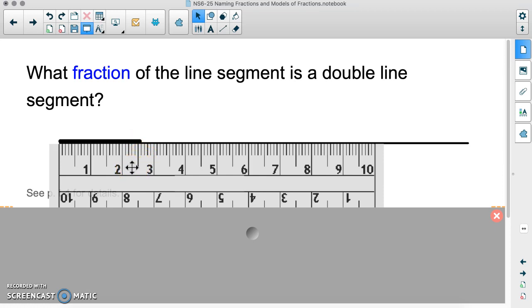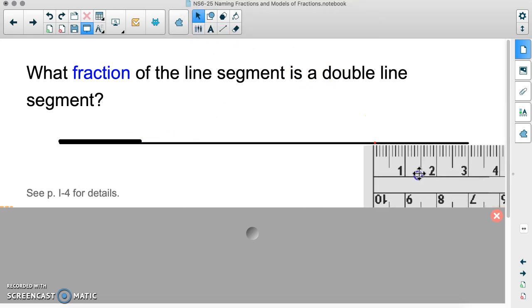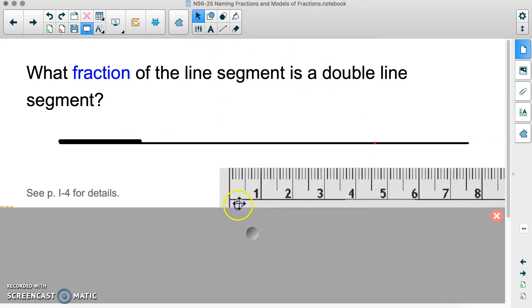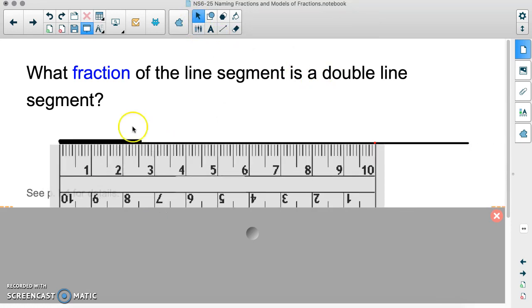So if we want to find out what fraction of this the full line segment is, we need to know how long the full line segment is. So the whole line is 13 centimeters long. So now we're going to find out what fraction of this.